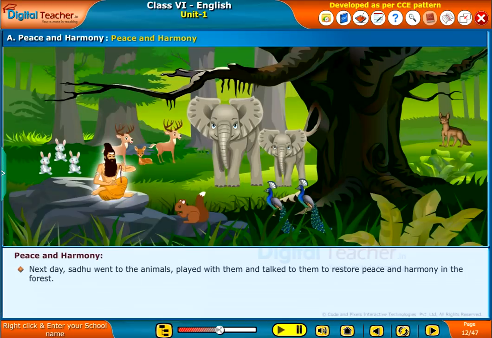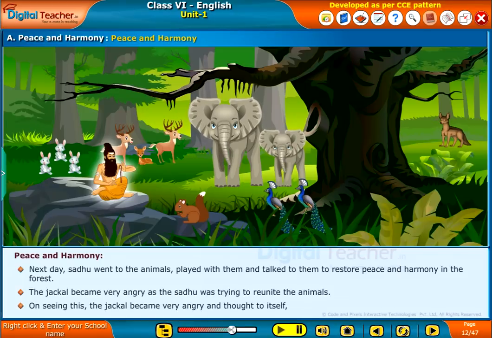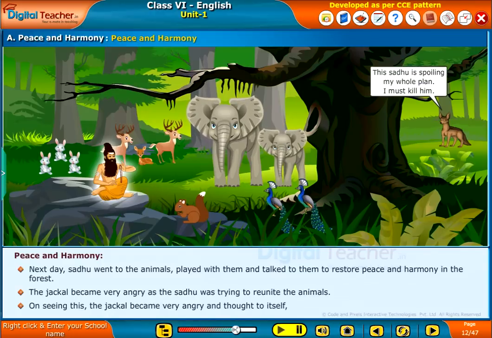Next day, the Sadhu went to the animals, played with them, and talked to them to restore peace and harmony in the forest. "I am very happy to spend time with you." The jackal became very angry as the Sadhu was trying to reunite the animals. On seeing this, the jackal thought to itself, "This Sadhu is spoiling my whole plan. I must kill him."